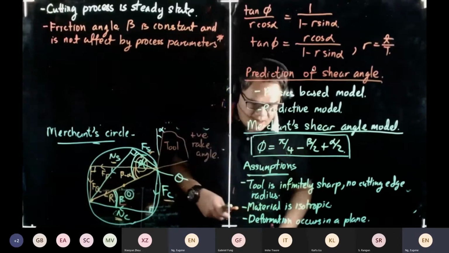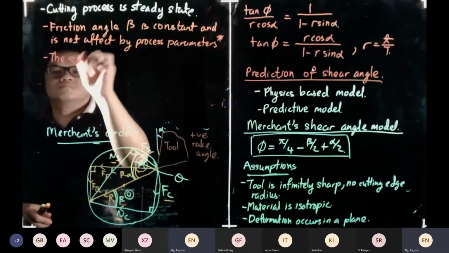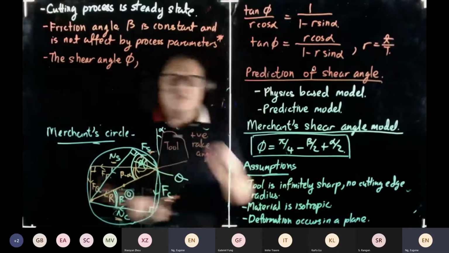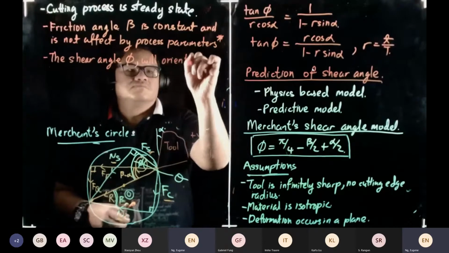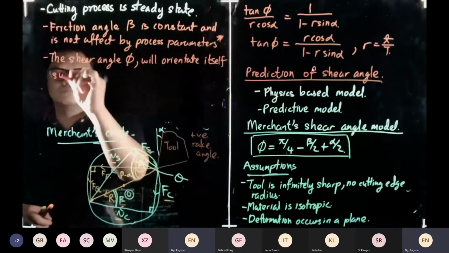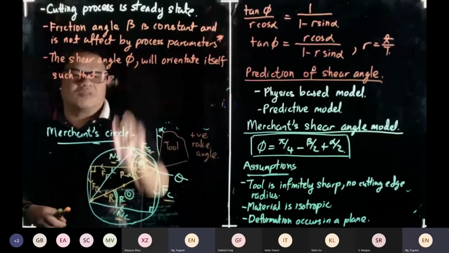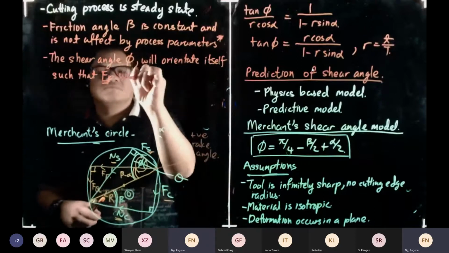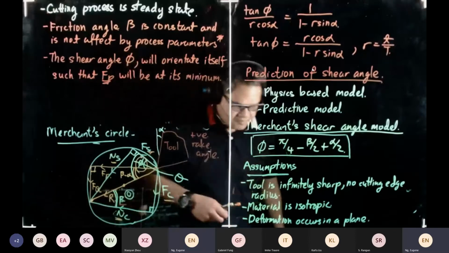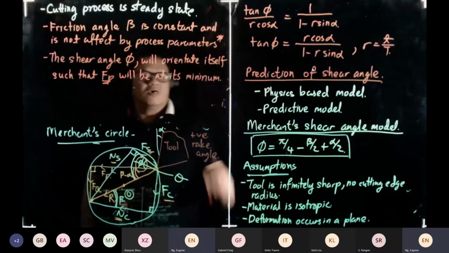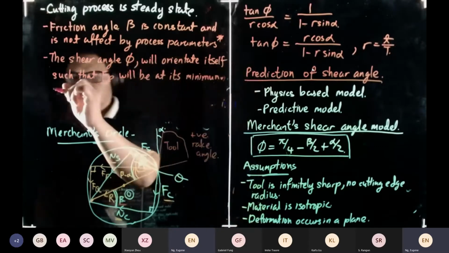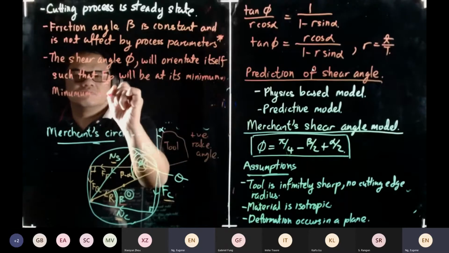And then he also assumed that the shear angle phi will orientate itself such that FP, another important thing, will be at its minimum. This assumption that he made is known as the minimum work assumption.